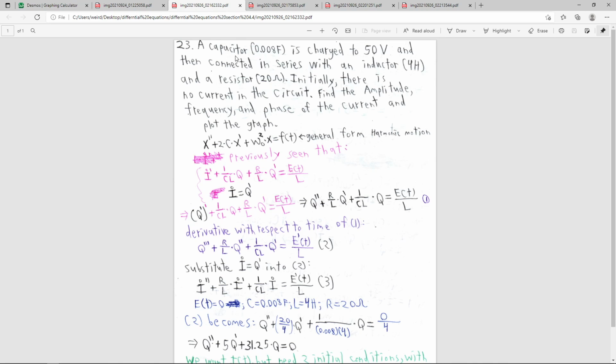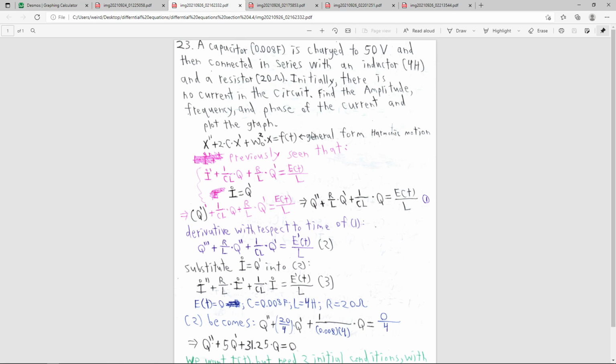So we have a final one. We have one electrical circuit, and it's a little bit long. We have a 0.008 farad capacitor charged to 50 volts and then connected in series with an inductor, 4 henry, and a resistor, 20 ohms, the large uppercase omega. Initially there is no current in the circuit, so I of 0 equals 0. Find the amplitude, frequency, and phase of the current and plot the graph.